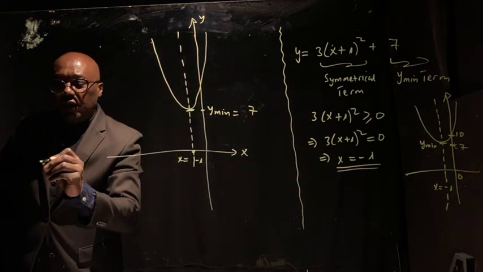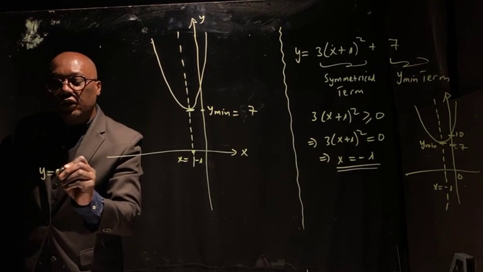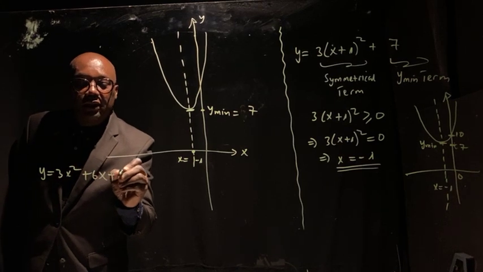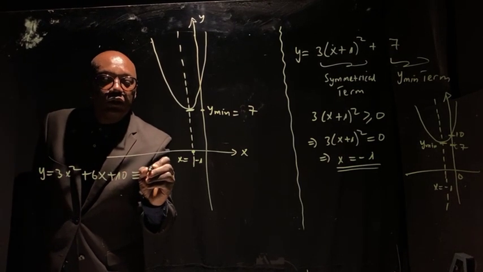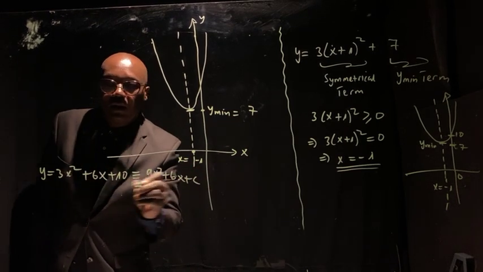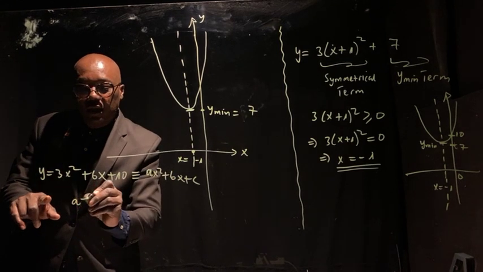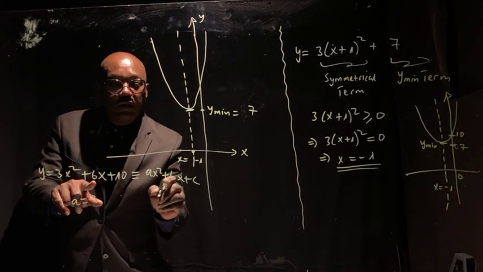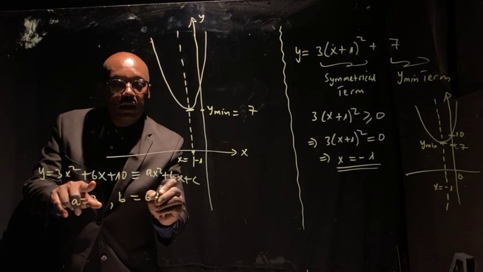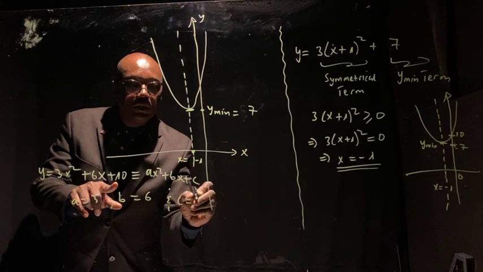For instance, the equation of the curve was given as y equals 3x squared plus 6x plus 10, very much identical to ax squared plus bx plus c. Comparing the coefficients of x squared, we can see that a equals 3. Comparing the coefficient of x, we can see that b equals 6. Comparing the constants, we can see that c equals 10.